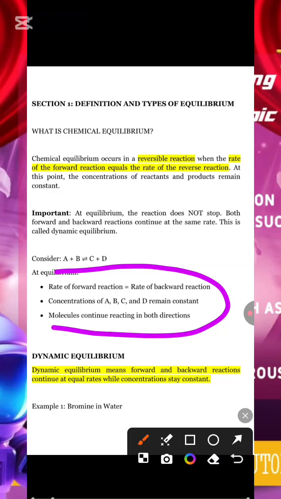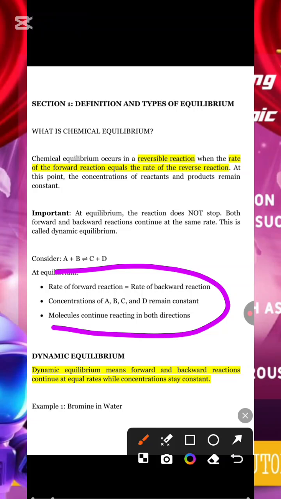They must not be equal, just the way your age and that of your brother are not equal. But they must remain constant, meaning they must not change. So for a reaction to be at equilibrium, the concentrations of A, B, C, and D, that is all the reactants and all the products, must remain constant. Also take note that at equilibrium, the molecules continue to react. If they stop reacting, then the system is no longer at equilibrium.